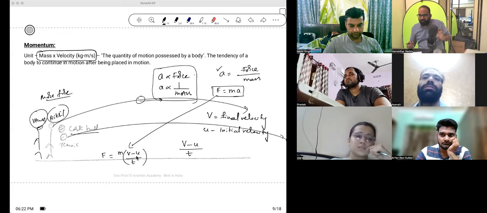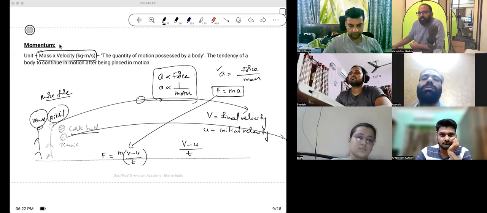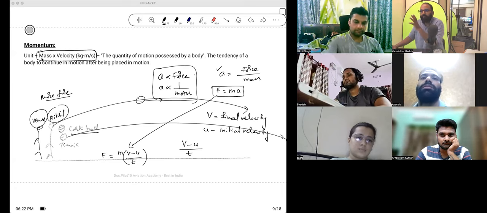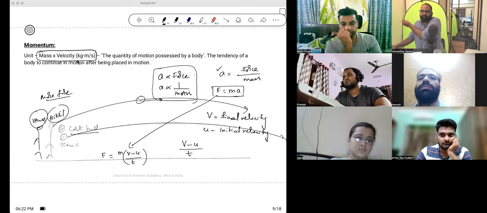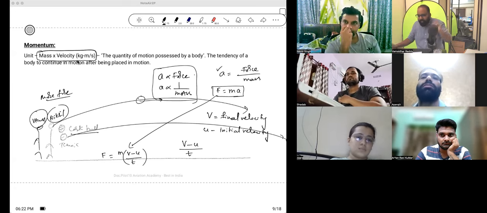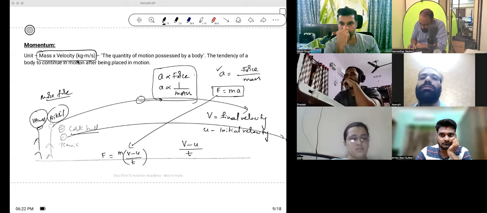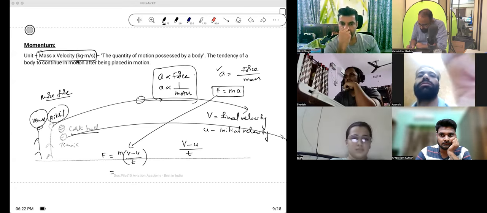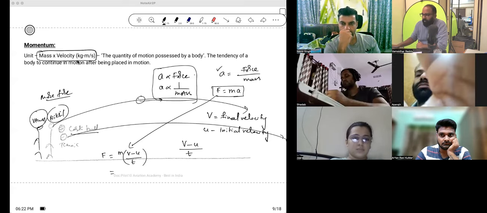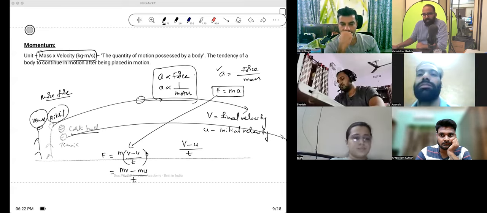You understand? So momentum is how much force the ball acts with for its mass, or it is the mass into velocity. If it is a lightweight ball, momentum will be less, but you can increase its momentum by increasing its velocity. Can I say this equation as (mv minus mu) by t? I multiplied by mass inside. So mv is the final momentum, mass into velocity of the ball, and mu is the initial momentum, with respect to time.